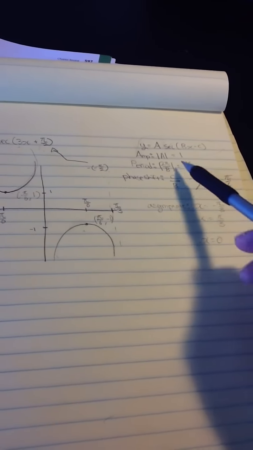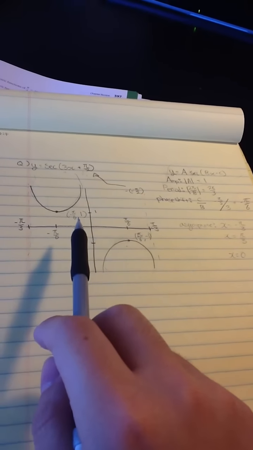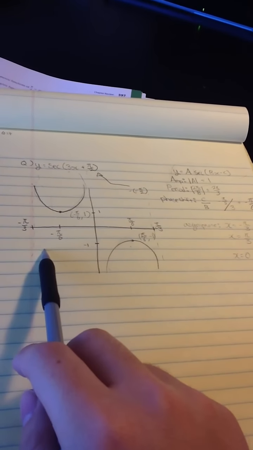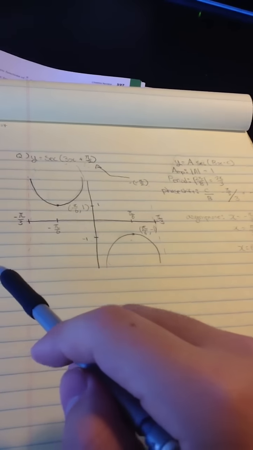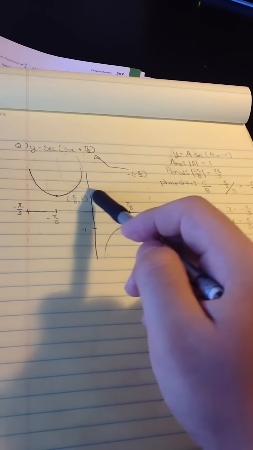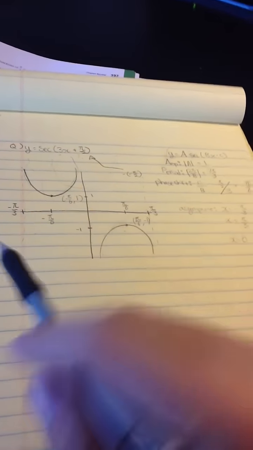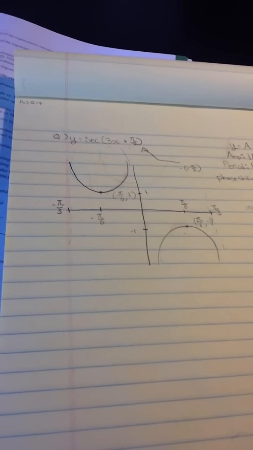Because of the phase shift and the period, the secant function is shifted to the left side and also shrunk a little bit. The regular secant function, y equals secant x, has a y-intersection. But in this function, we don't have any point that has an intersection with our y-axis.